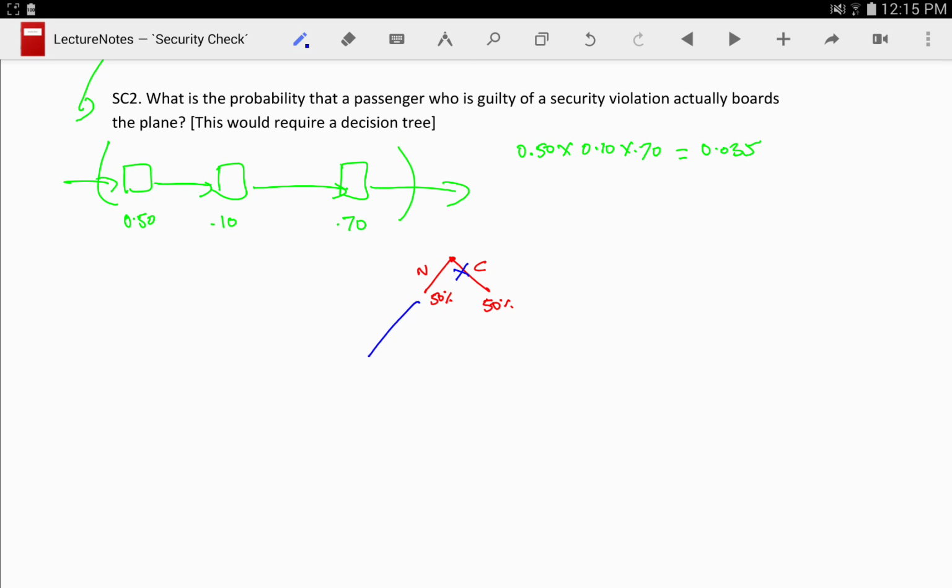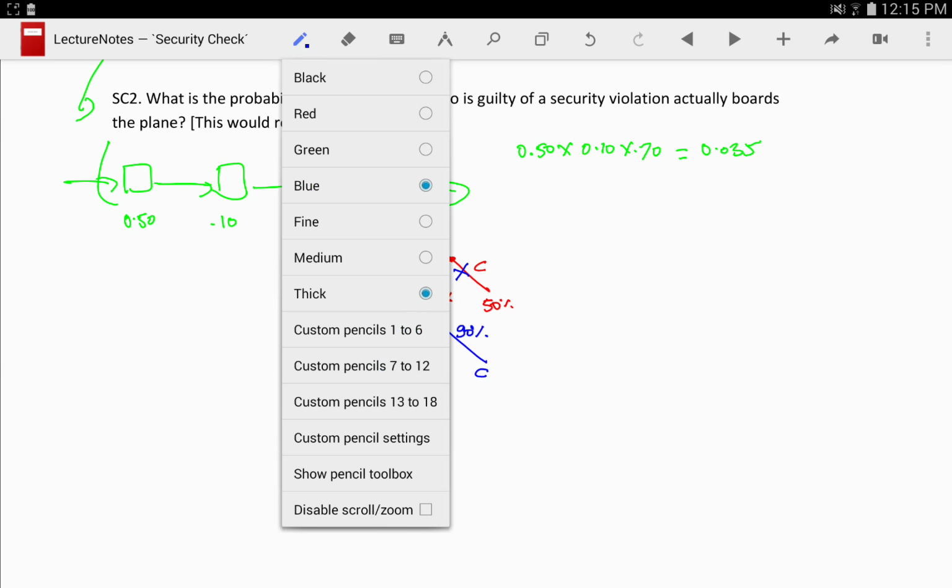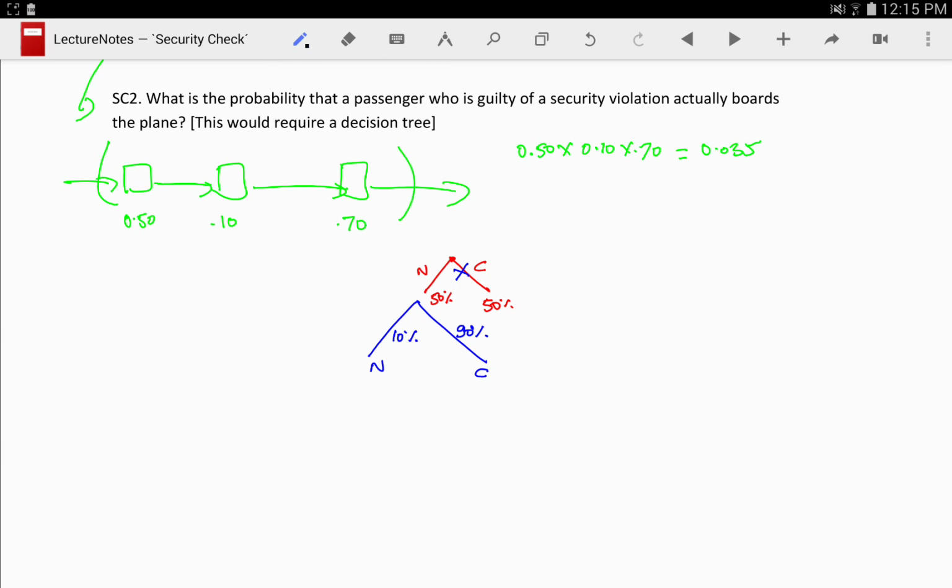Well, if he doesn't get caught in the first step, in the second step one of 2 things can happen. He might get caught or he might not get caught. The probability of getting caught is higher here, it is 90%. The probability of not getting caught is 10%. If he is caught there, it's done. There is no need to go any further. If he is not caught here, 2 things could happen. He might get caught or he might not get caught. The probability of getting caught is 30%, and the probability of not getting caught is 70%.